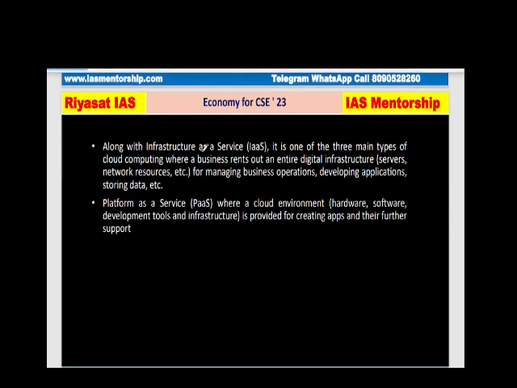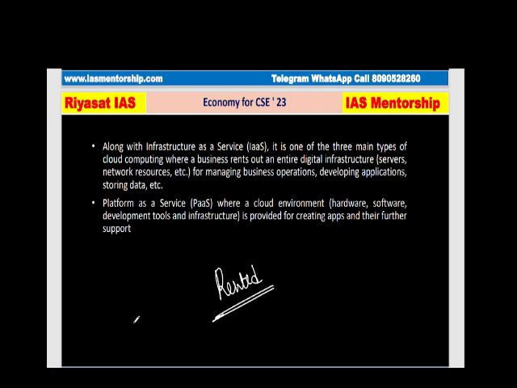Along with it, Infrastructure as a Service. It is one of the three main types of cloud computing, where a business rents out entire digital infrastructure, okay, for managing the business operations. Basically, this is a rented type. Rented होता है ये ताकि our work gets digital, on digital mode. उसके लिए SaaS is used. Okay, 3 types हैं. आपका SaaS है एक, उसके बाद आपका IaaS है Infrastructure as a Service और है आपका Platform as a Service. SaaS, IaaS and PaaS. Fine? Okay.